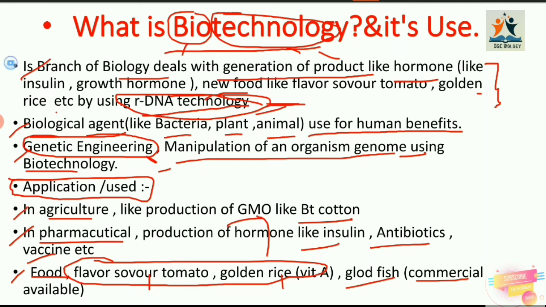Now what is the use of this food? Each of these foods has one speciality. For example, golden rice has vitamin A in it. Our common rice, the normal rice that we use at home, does not contain vitamin A, only carbohydrate. Next is the flavor saver tomato. What is the difference between the flavor saver tomato and the normal tomato? The flavor saver tomato does not ripen easily and does not get spoiled easily, and it does not require a refrigerator either.